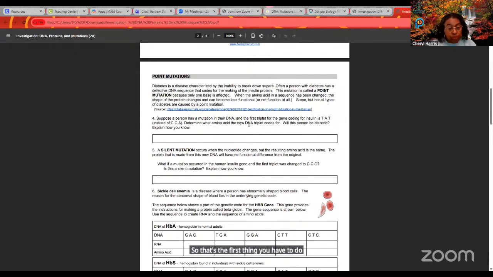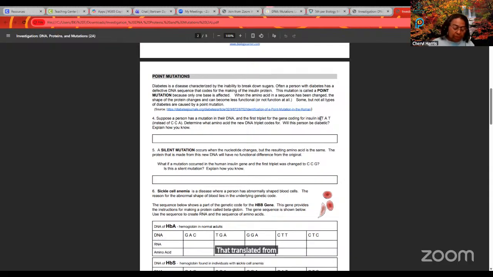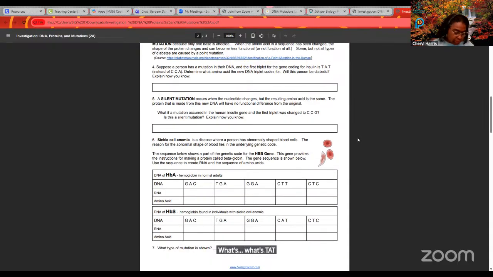You have to translate, make an RNA strand with that translated from TAT. So somebody tell me what that is. Type that in the chat. What's TAT going to translate to? What's the triplet code? So that's a DNA. TAT is the DNA. What RNA are we going to get from it?